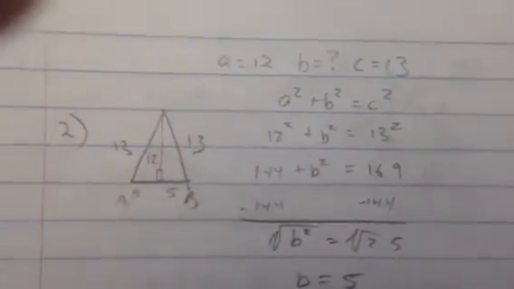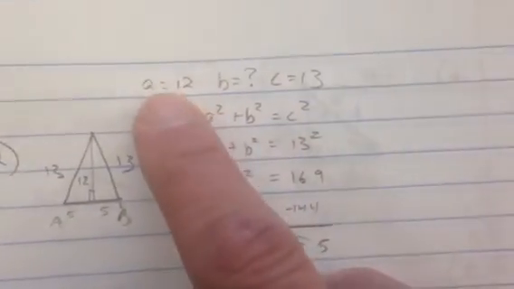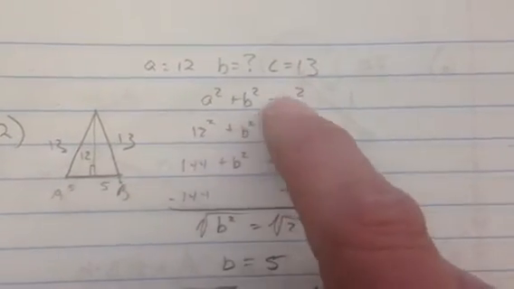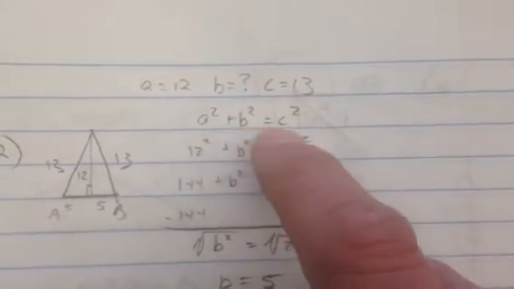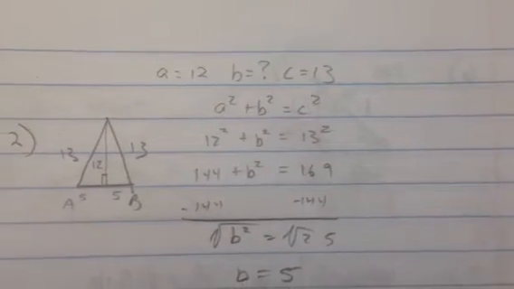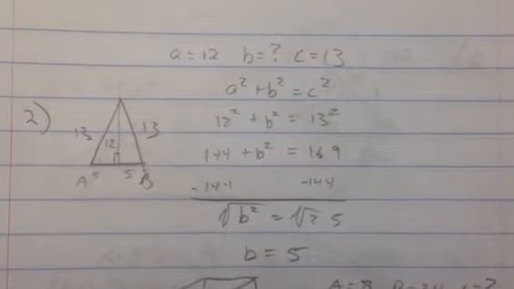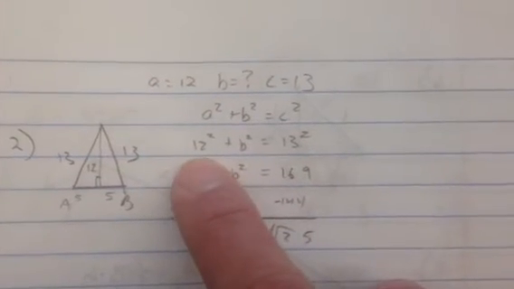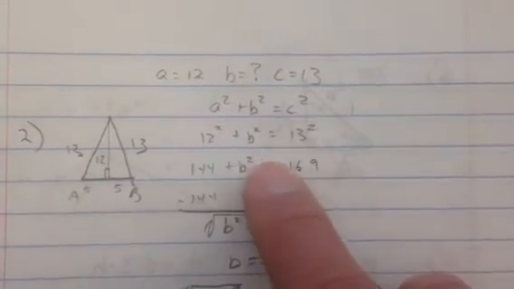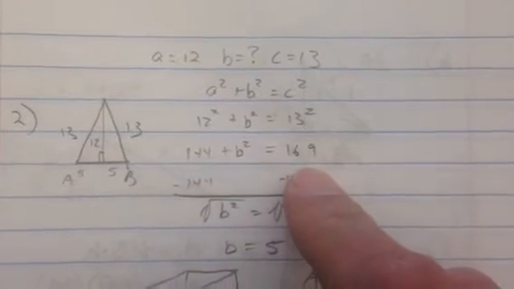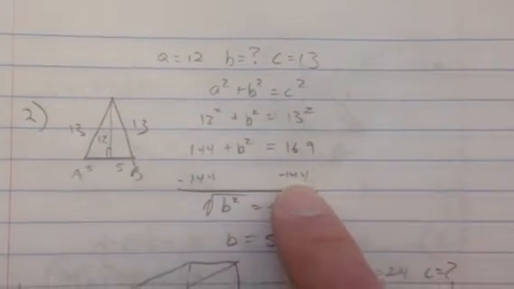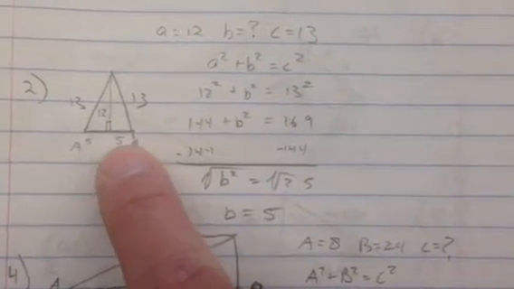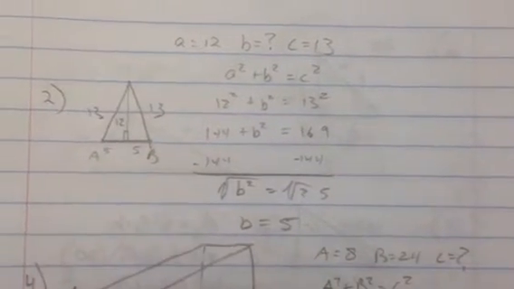So we go over here, and I listed A as 12, B we're not sure what it is, 13 would be C, the hypotenuse. And we're going to use the Pythagorean theorem, a squared plus b squared equals c squared. Now please note, the Pythagorean theorem is only used with right triangles, only right triangles. So that's why we can use it with the smaller one here. 12 squared plus b squared equals 13 squared, 144 plus b squared equals 169. You subtract the 144 on both sides, so that b squared equals 25, square root of 25 is 5. So you know that each of these is 5, so that AB would be a total of 10.